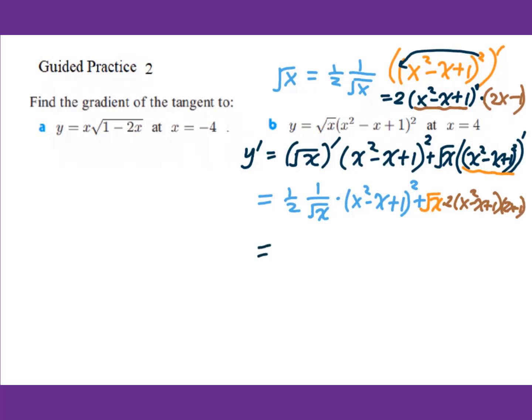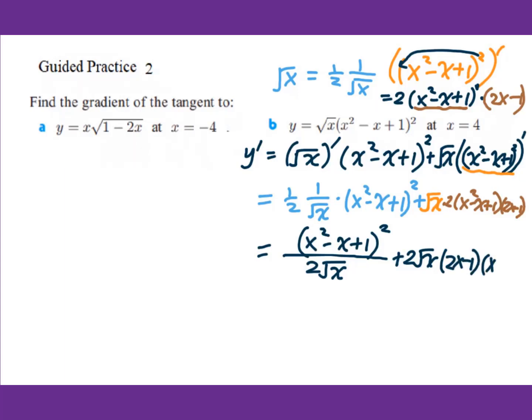We organize a little bit. You will get 2 square root of x as the denominator, x squared minus x plus 1 squared. Then plus 2 square root of x times 2x minus 1, then x squared minus x plus 1. Now we plug in 4 to this derivative function.